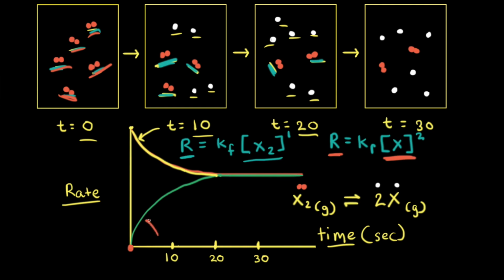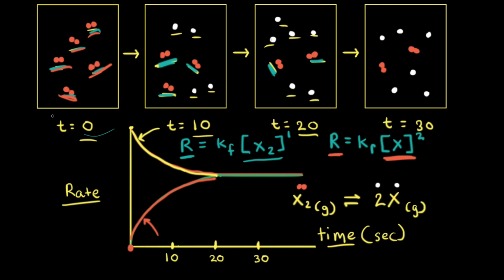And so that's why we see the rate of the reverse reaction increase as time increases. So as the forward reaction is happening, the reverse reaction is also occurring at the same time. However, we don't really see that when we look at our particulate diagram. In our particulate diagrams, we see a net conversion of X2 into 2X.